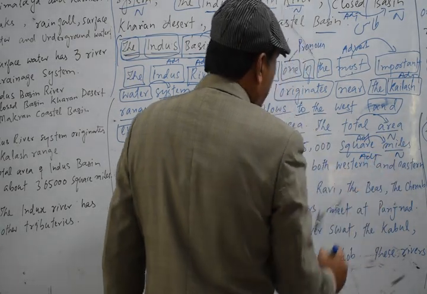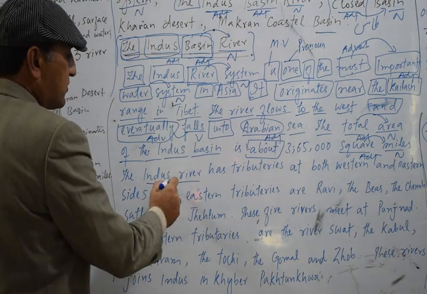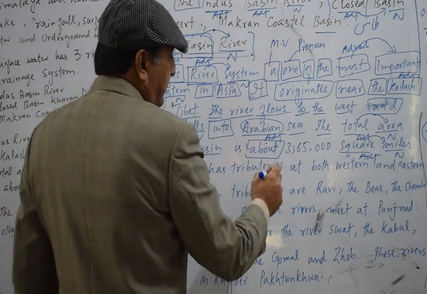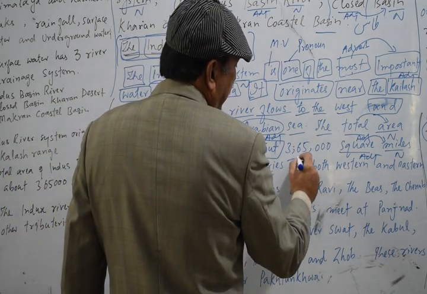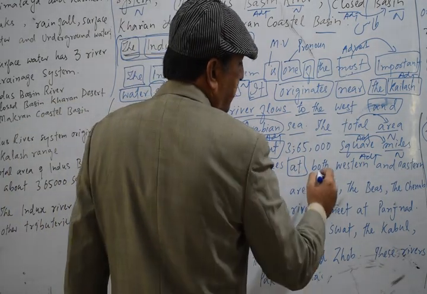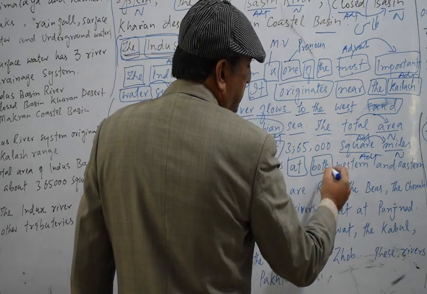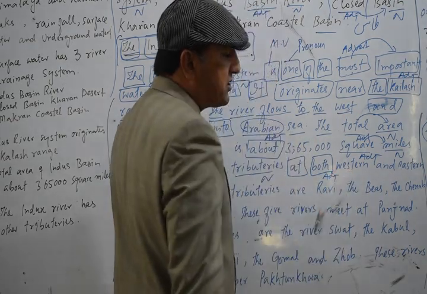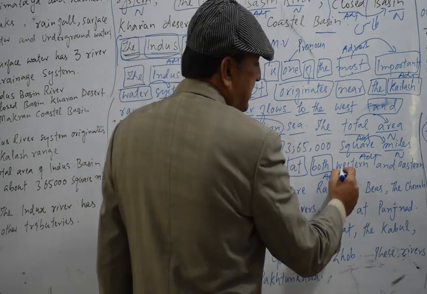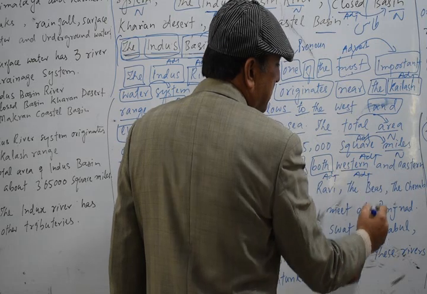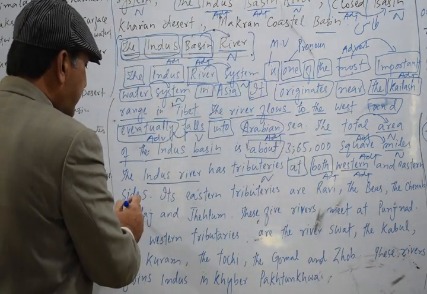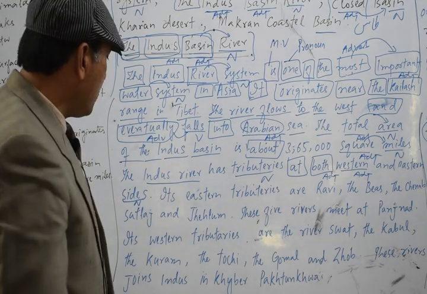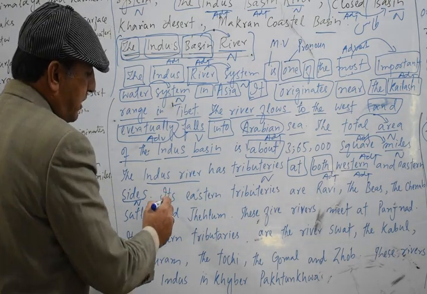The next words, the Indus River has tributaries. Tributaries is a noun. At is a simple preposition. Both western. Both is an adjective. It is also known as a determiner. Western is also an adjective because it tells us about the western side. Side is a noun. So western and eastern both are adjectives.